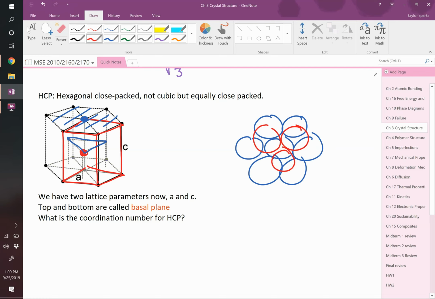It also has a coordination number of 12, just like face-centered cubic had, which is why, not surprisingly, since they have the same coordination number and they're both stacks of atoms in the same sort of way, they both can achieve the same stacking of 74%. Are there any questions about this?